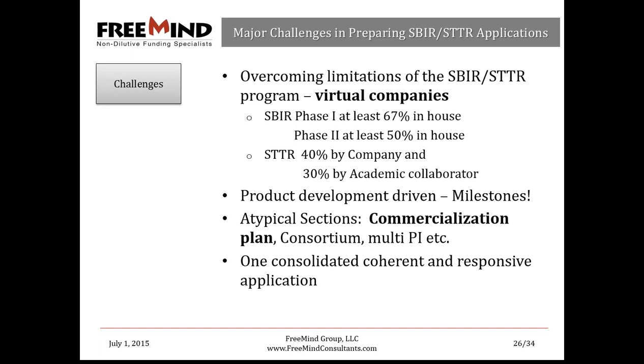So there are quite a few challenges, as you could see when I discussed the success rates. It's not necessarily easy. There are many challenges you have to overcome in order to be awarded. First of all, in terms of virtual companies, it can be challenging because they will require for a phase 1 67% of the work to be carried out in-house for the SBIR phase 1 and 50% for a phase 2.